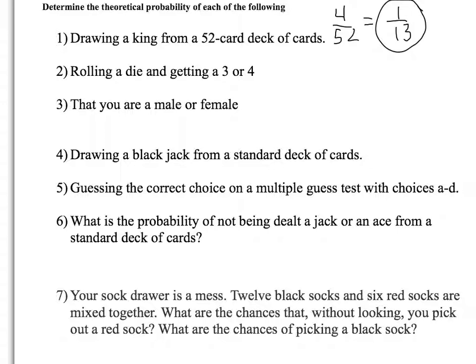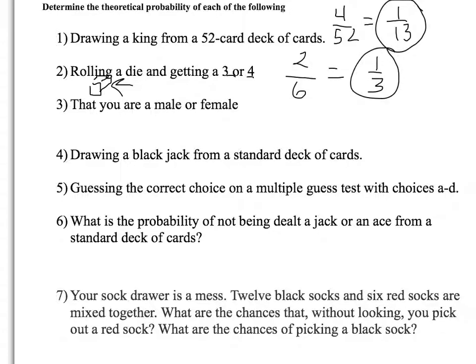So rolling, and this is a 6-sided die, one of those dice that look like a cube. Rolling a die and getting a 3 or a 4. Well, on one of these cube-looking dice, there are 6 sides. You get a 1, 2, 3, 4, 5, or 6. A 3 or a 4 represents 2 of those possibilities. So we have 2/6, which we could reduce to 1/3.